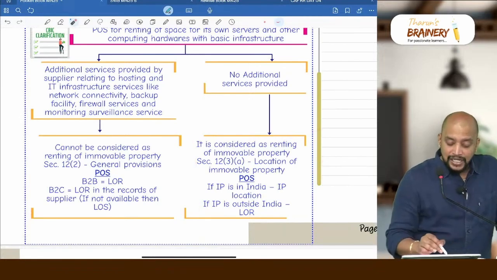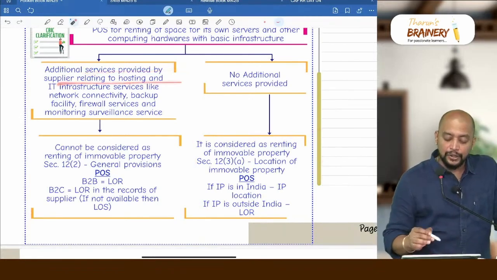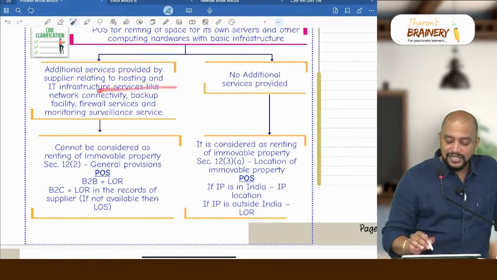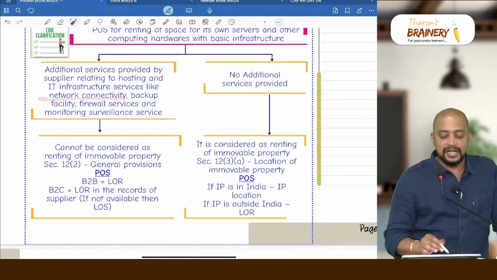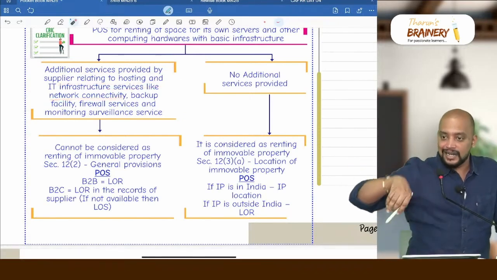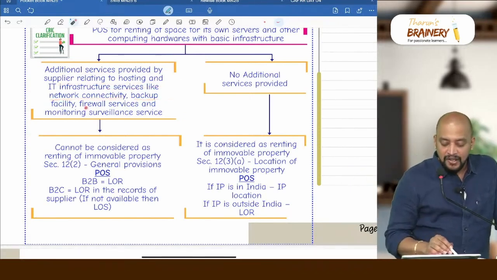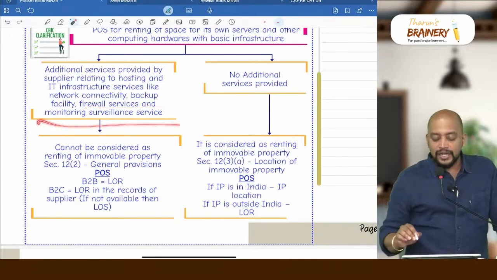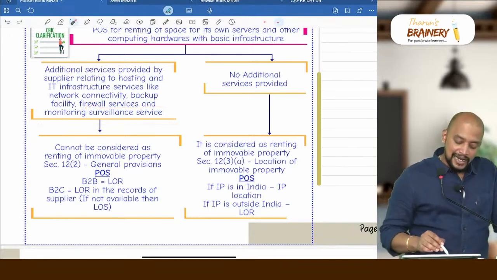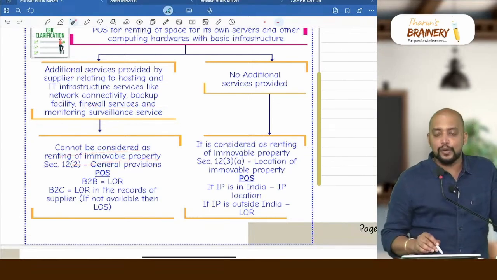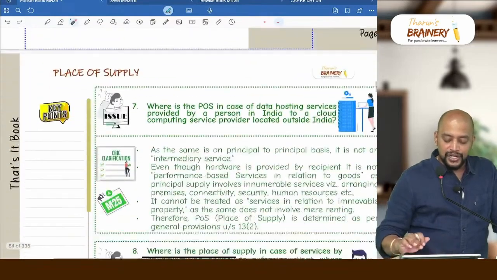Suppose additional services are provided by the supplier relating to hosting and IT infrastructure, like network connectivity, intranet, then backup facility, firewall services and monitoring surveillance services. In that case it cannot be considered as renting of immovable property, so we need to go for the general provisions.